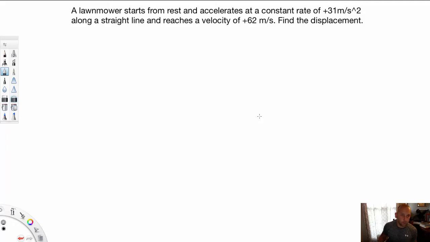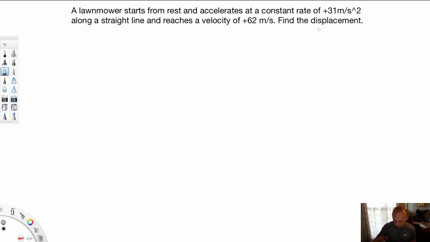All right, today we're going to take a look at a kinematic problem with constant acceleration. What we have here is a lawnmower that starts from rest and accelerates at a constant rate of 31 meters per second squared in the positive direction along a straight line and reaches a velocity of 62 meters per second. We're going to try to find the displacement.